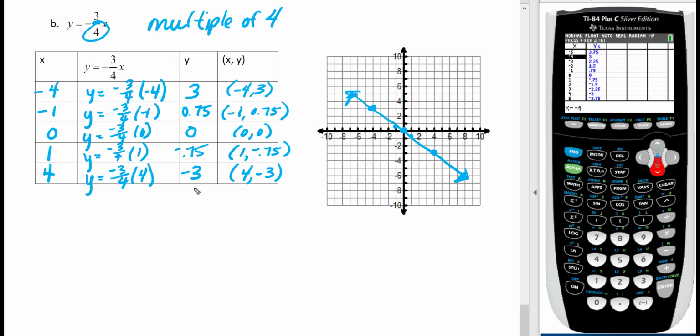Next, on our graphing calculator, we can go ahead and hit graph, and we can see our graph goes down to the right because our slope is negative.